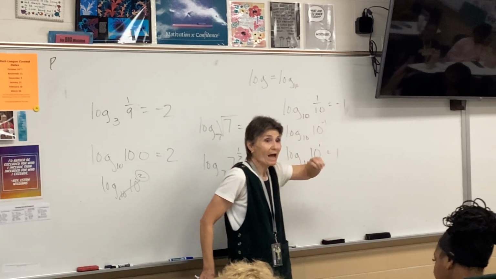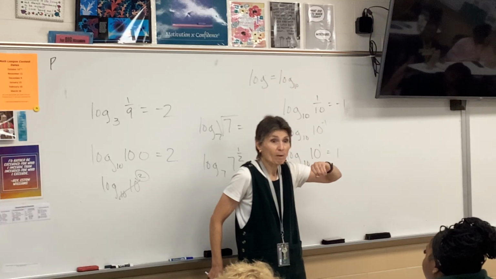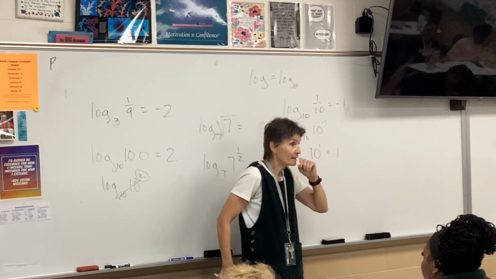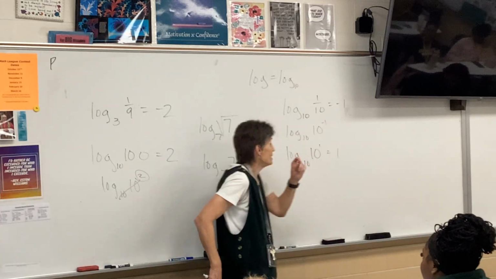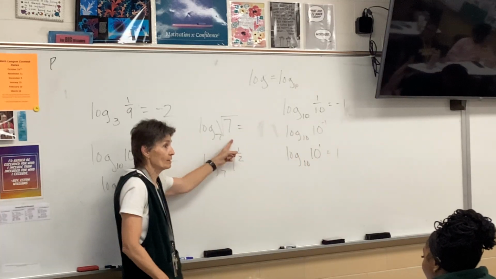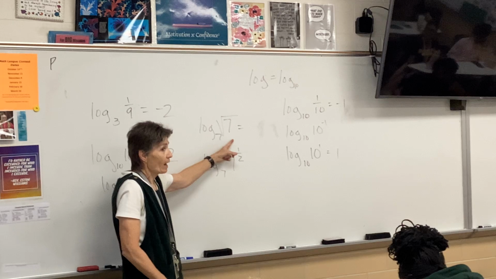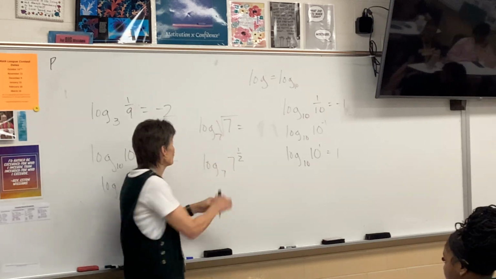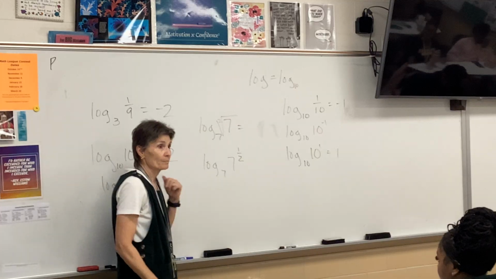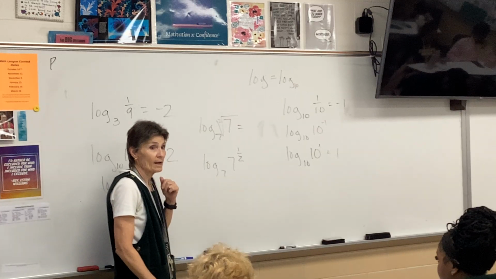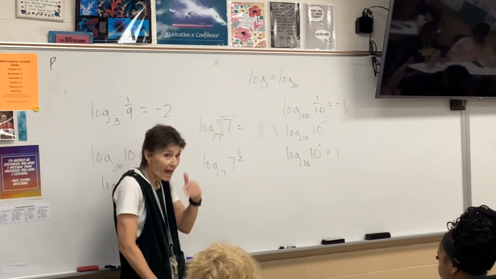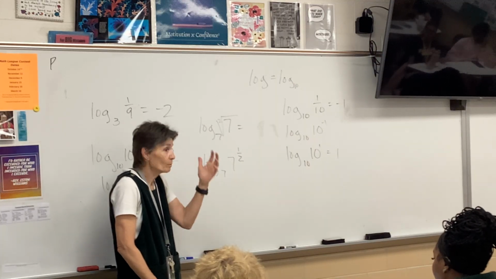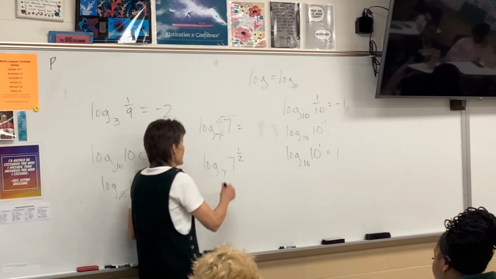Well, what if you have a radical? That means your exponent has to be a fraction, right? Aren't radicals fractional exponents? So as soon as I see a radical here, I know I'm gonna have a fraction. Since it's a square root, I know it's gonna be a half. Cube root would be a third. Fourth root would be a fourth, and so on. So the answer is 1/2.